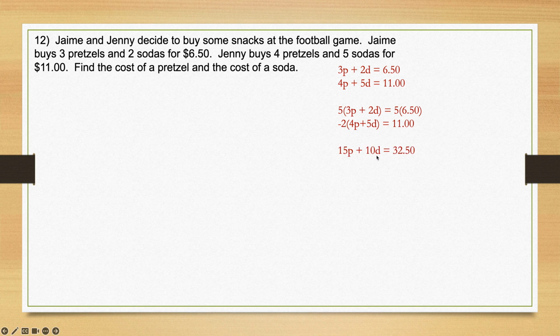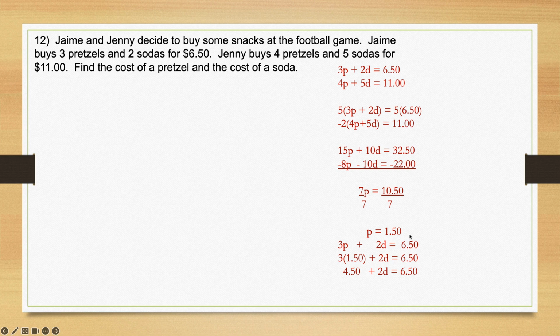So the top equation when distributed is 15P plus 10D is 32.50. And the bottom one, -8P minus 10D is -22. Adding them up, 7P is 10.50, divided by 7. The cost of a pretzel is $1.50. Now let's go back and get soda. 3 pretzels and 2 sodas is $6.50. 3 pretzels at $1.50 each is $4.50. Subtracting $4.50 from both sides, 2 drinks is $2. Dividing by 2, a drink is $1.